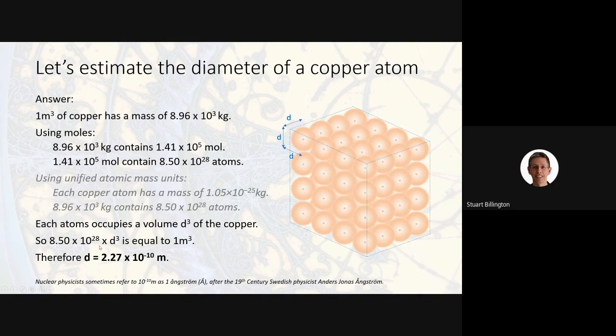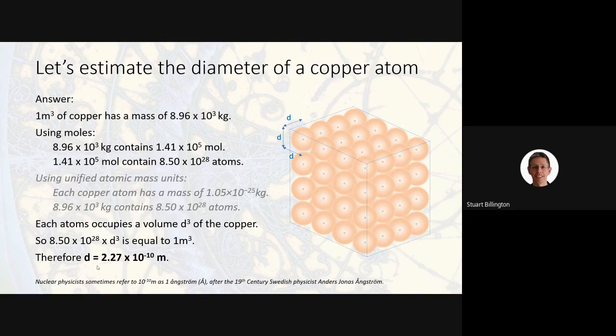So if you multiply the volume of a single atom by how many atoms there are, that needs to add up to 1 meter cubed. So if you divide 1 meter cubed by this huge number here, that'll tell you what d cubed is. And then if you hit the cube root button on your calculator, you will get the diameter of a single atom. And that's fairly impressive, given that you can work out how big an atom is just from the density of the copper, which is a macroscopic variable that is easily measured.